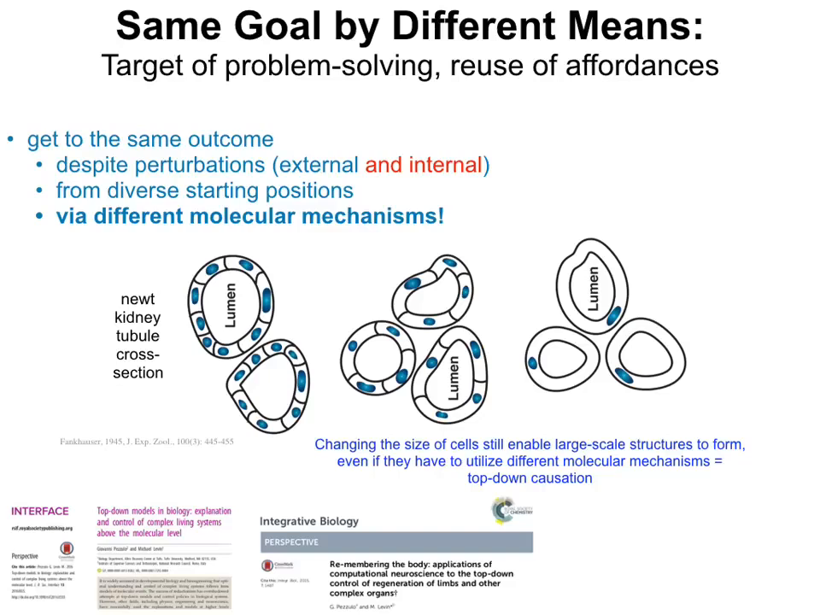And the final thing I'd like to show is that we've seen that this kind of process is not just repair of damage. It also involves this kind of top-down control. There's another feature to this, which is problem solving, and it's the reuse of available tools to solve a problem and get to the same goal by different means. And so, this is one of my favorite examples. This is a cross section through a kidney tubule in the newt, and what you can see is that there's a lumen, and then there's 8 to 10 cells that form it by working together to create this kind of tubule.